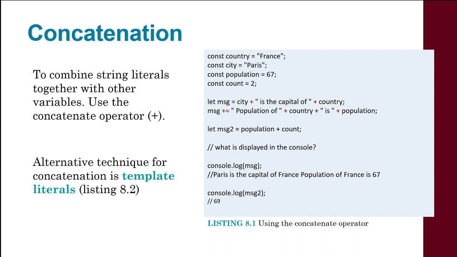So what does that mean realistically? Let's look at this example to our right here. We have a constant of country set to France. And remember, since it's a constant, you can't ever change what that country is set to, okay? And then we have a constant of city set to a string of Paris. And then another one, a constant of population, set not to a string, but a number, 67. And then another constant of count, which is set to another number, 2.